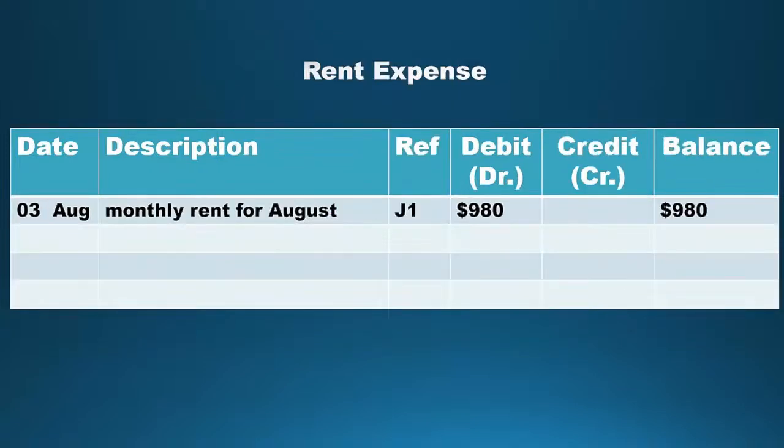1. Date. Write the date August 3. 2. Narrative. Add the narrative. Paid monthly rent for August. 3. Reference. Add the journal reference. Write as J1. 4. Amount. Enter $980 in the debit column because expenses increase on the debit side.